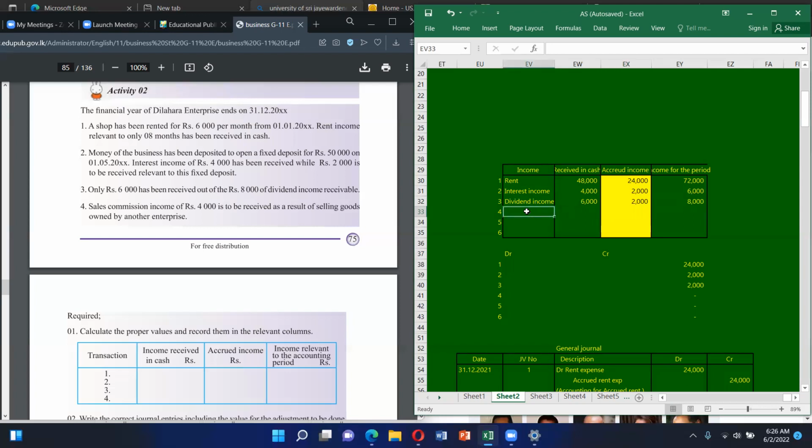Fourth, sales commission income of 4,000 rupees is to be received as a result of selling goods owned by another enterprise. Sales commission. So 4,000 to be received. That's the amount.